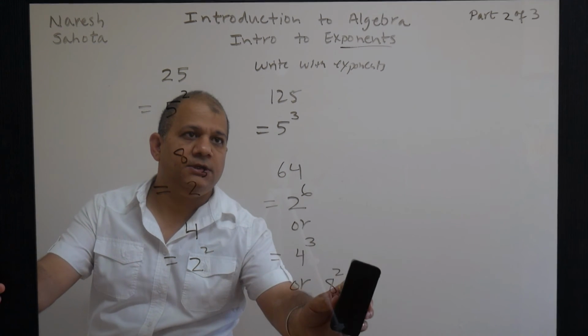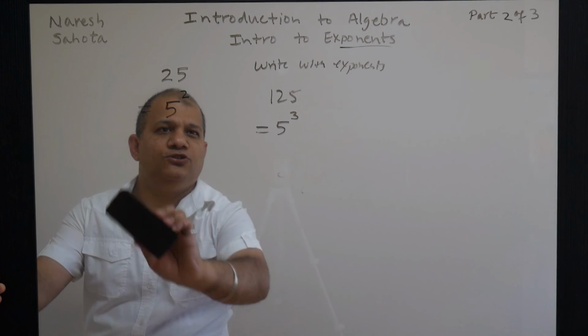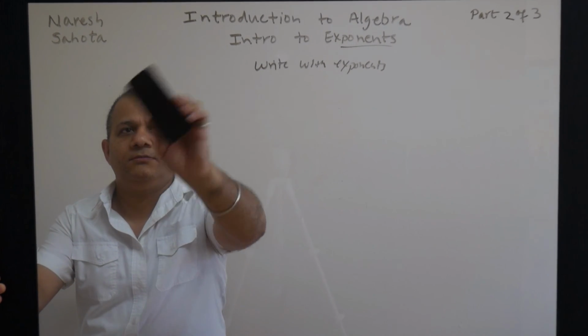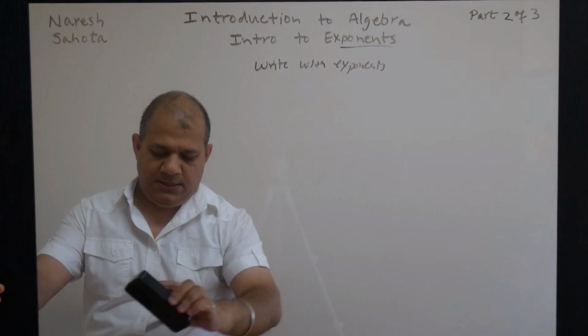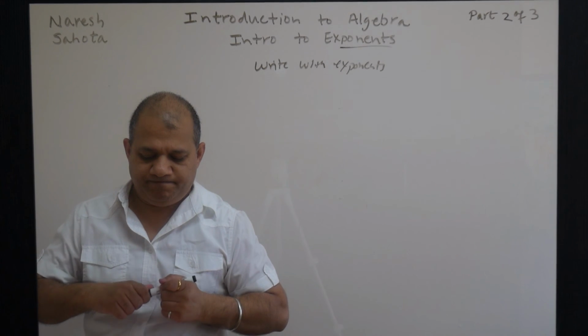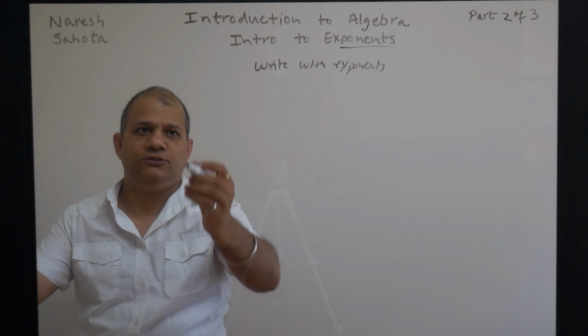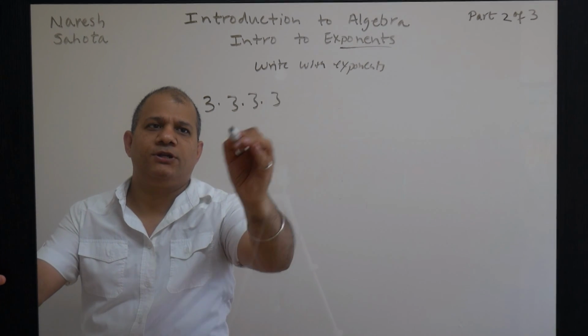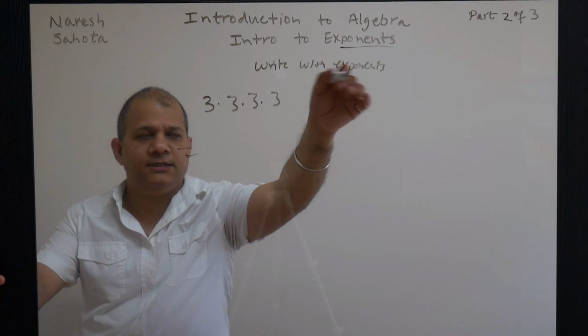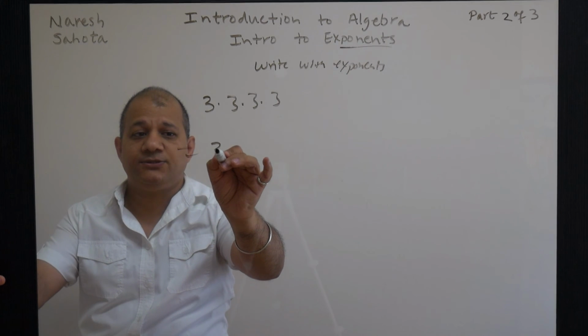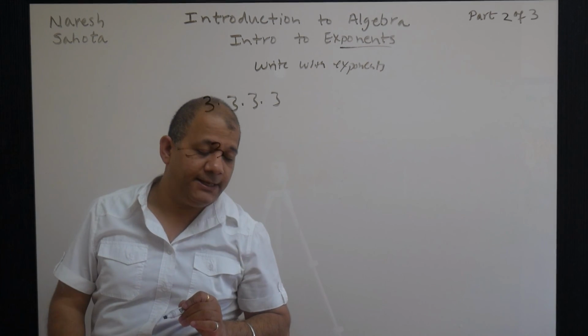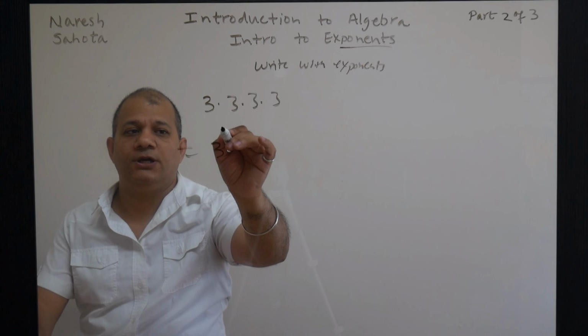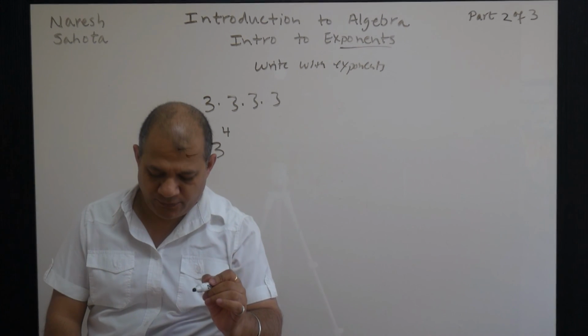Okay, so now let's do maybe a couple of examples where we will write in the exponent notation. So if you're given something like this, 3 multiplied, let's say 4 times. So how do you write this in exponent form? So the base is 3, because that is what is being multiplied. And how many times? 4 times. So the answer here is 3 to the 4.